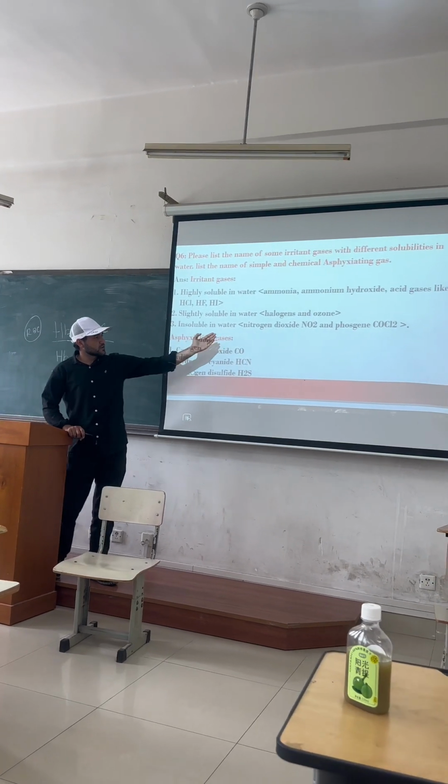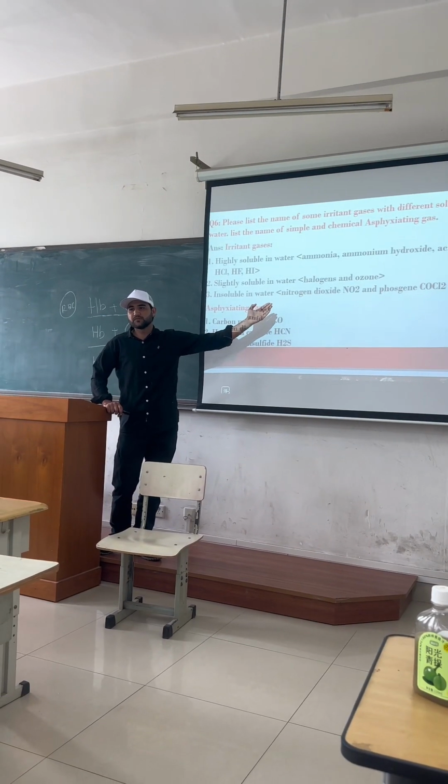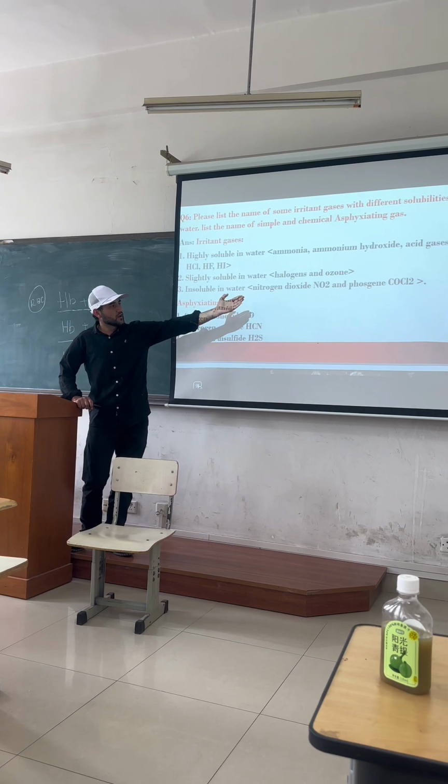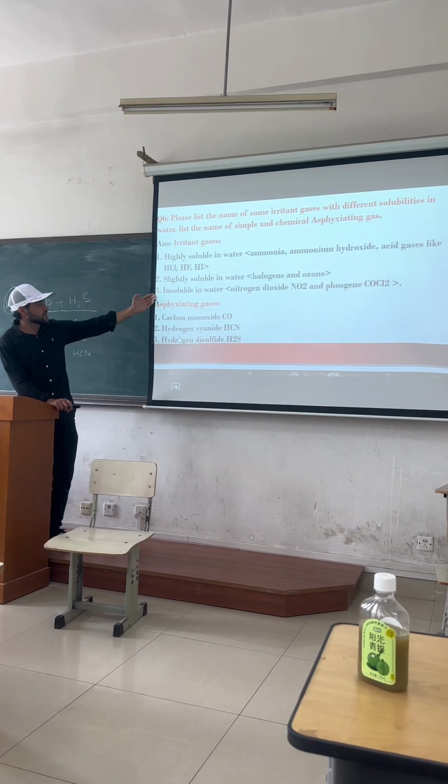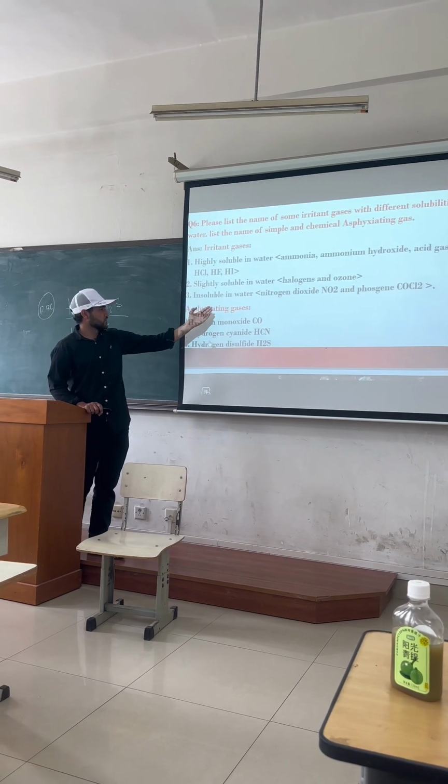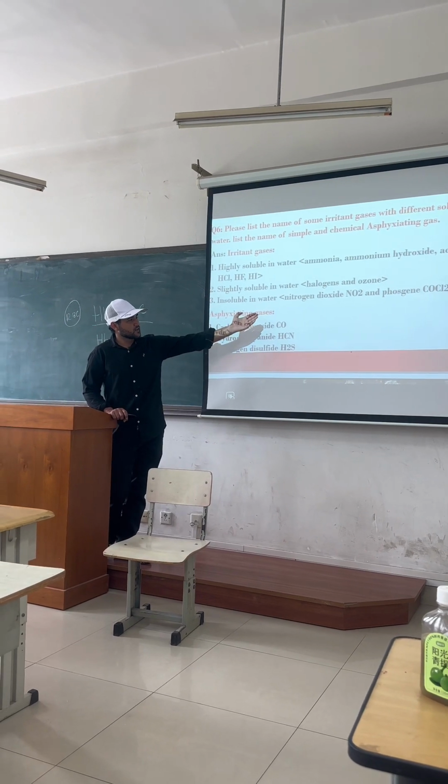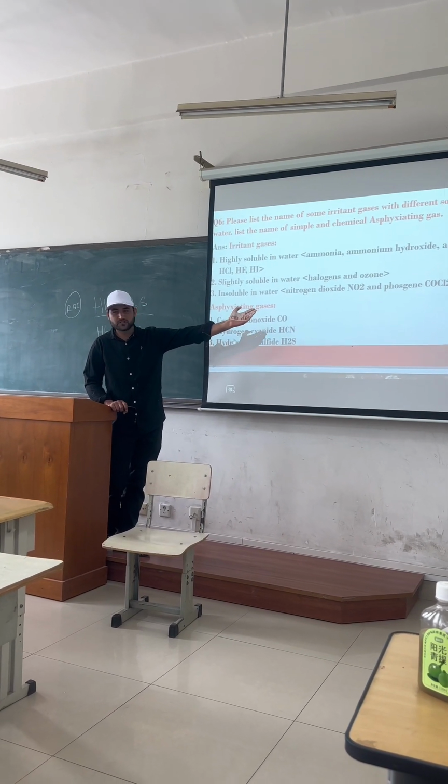Slightly soluble in water are halogens. Halogens, you know about helium, neon, argon, krypton, xenon, radon, and ozone is O3. So they are less soluble in water. And insoluble in water are nitrogen dioxide and COCl2.